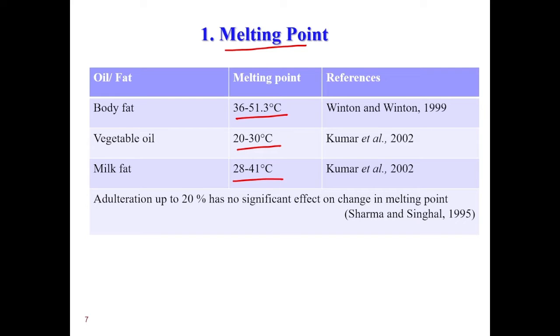It has a variable melting range from 28 to 41 degrees Celsius because of the variable composition of triglycerides present in it. And vegetable oil has a melting point ranging from 30 degrees Celsius, and body fat has 36 to 51 degrees Celsius. So adulteration of less than 20%, if they are adding less than 20% in ghee, is not detectable using this melting point method.